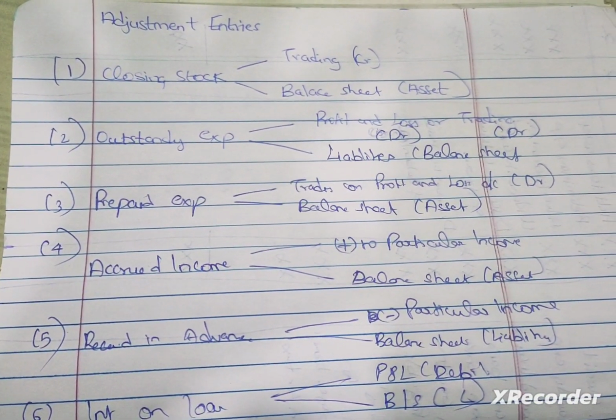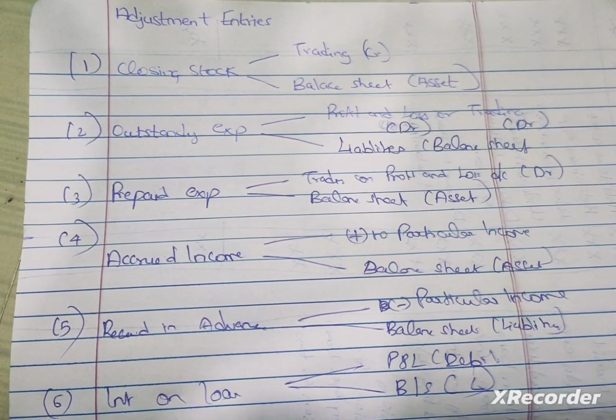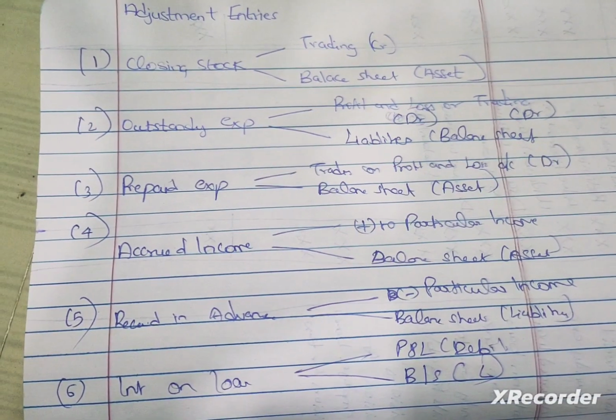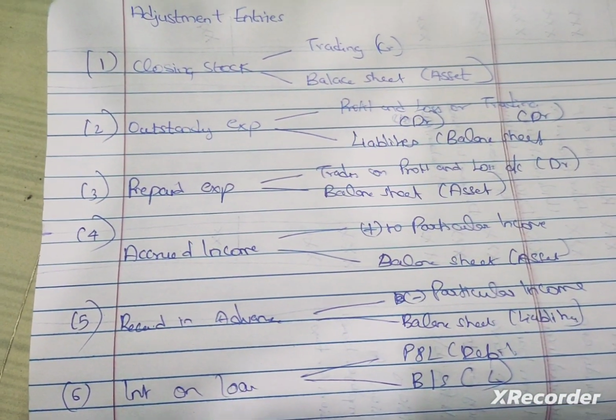Hello guys, now we'll talk about the adjustment entries. Okay, so where all will this adjustment entry occur? See, in the double entry concept the adjustment occurs in two places. Every adjustment always occurs in two places.